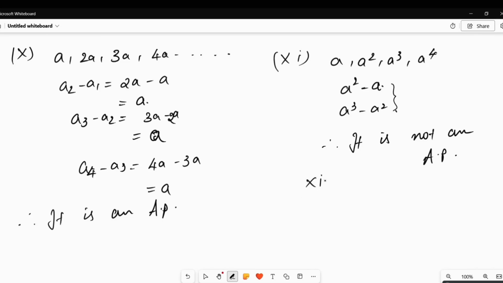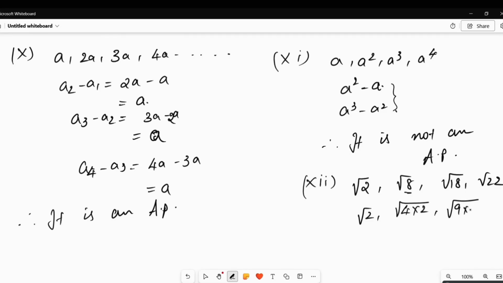So this one, last one we will do this and we'll continue with the remaining. Here, 8 root 2, 8 I can write as 4 into 2. 18, 9 into 2. Then you have 32. 9 into 2. So this is root 2.